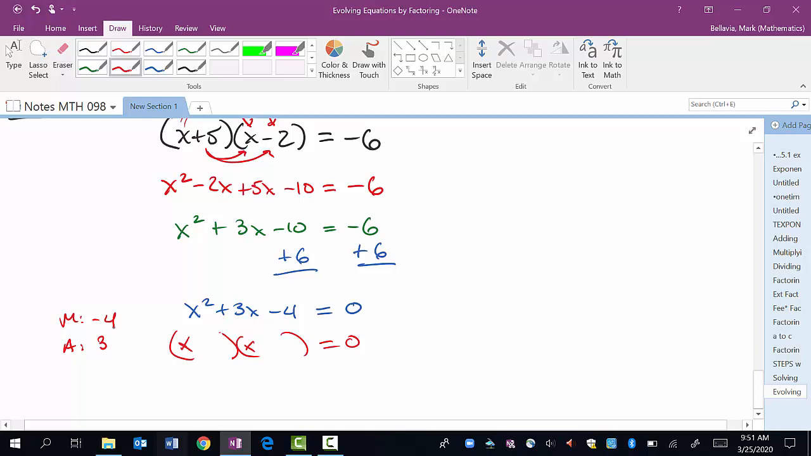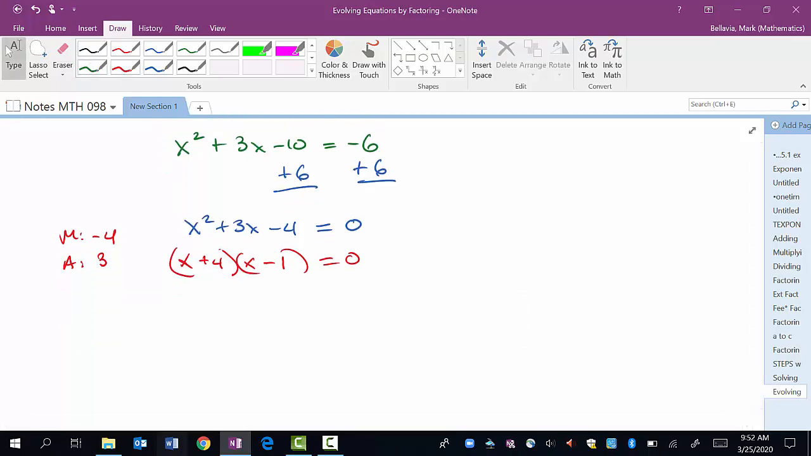Multiplying to a negative 4 tells you the signs need to be opposite to multiply to a negative. To add to 3, you know, the larger one in absolute value should be the positive, so I think positive 4 and negative 1, right? 4 times negative 1 is negative 4. 4 minus 1 gives you the positive 3. Once you are here, right, we have this factored completely.